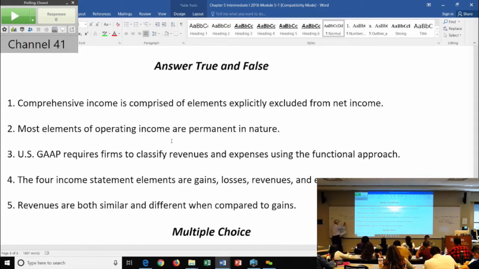Does U.S. GAAP require that we use a functional classification? First of all, let's think about this. What are the classifications on the income statement? David, what are they? There are two types. One is, remember? Functional, the other one is by nature. So the functional approach is required, but by whom? SEC and IFRS. Okay, so that would be false. Number 3 would be false.